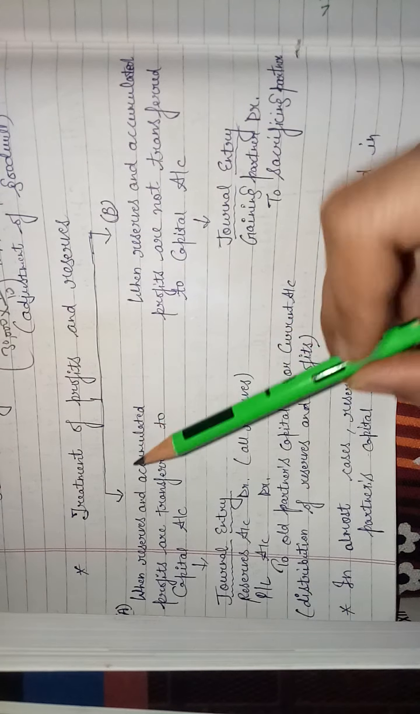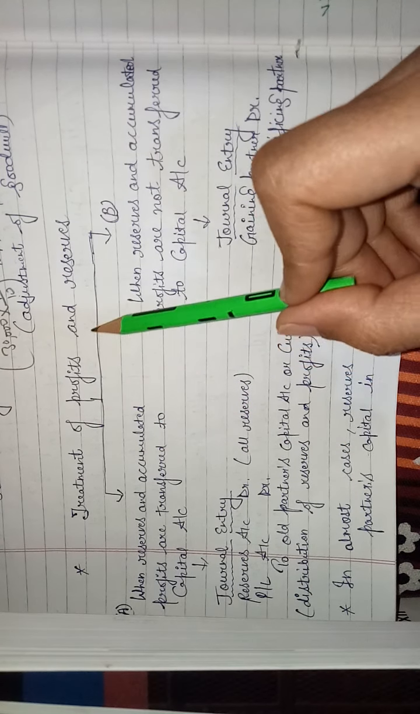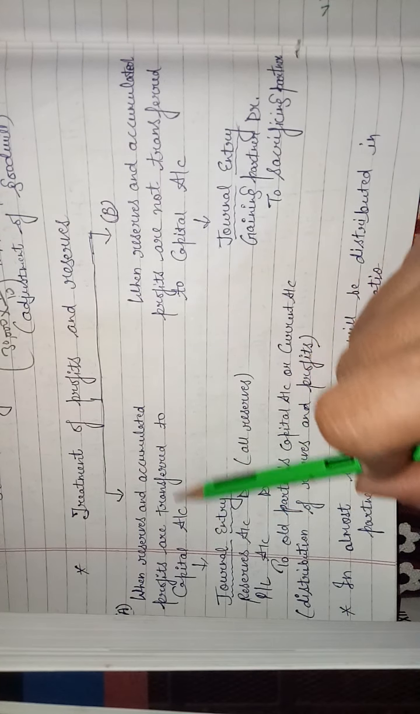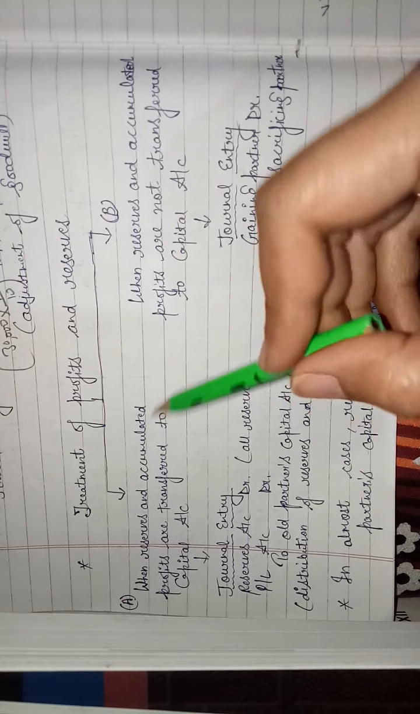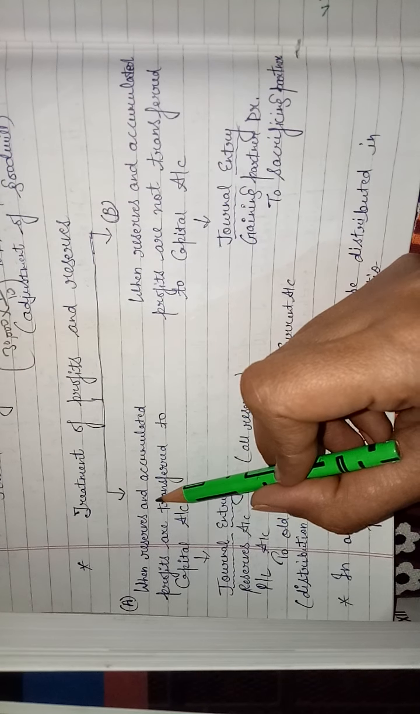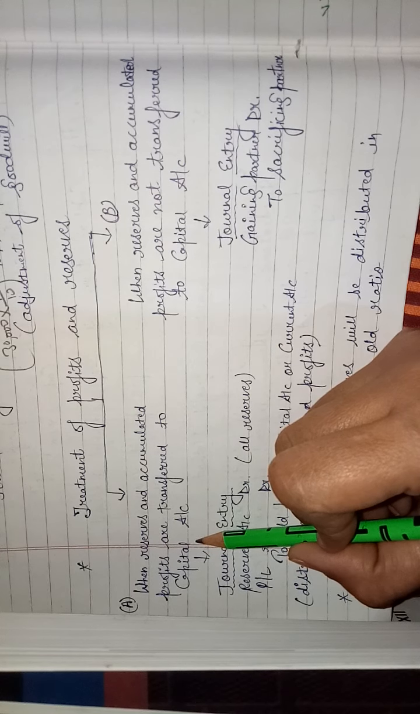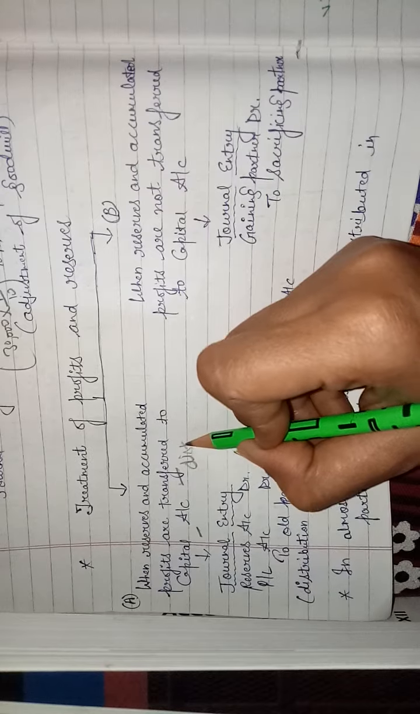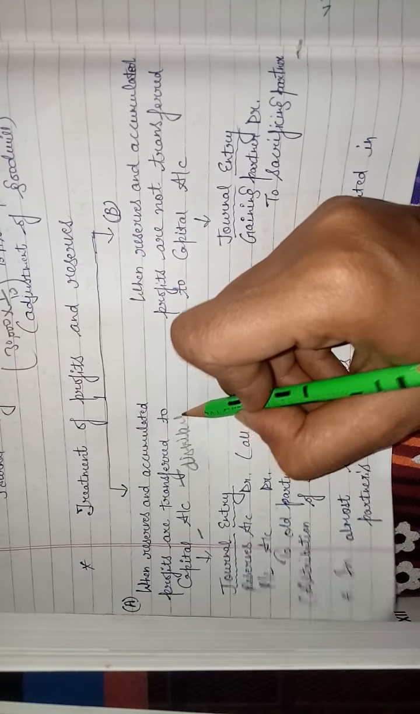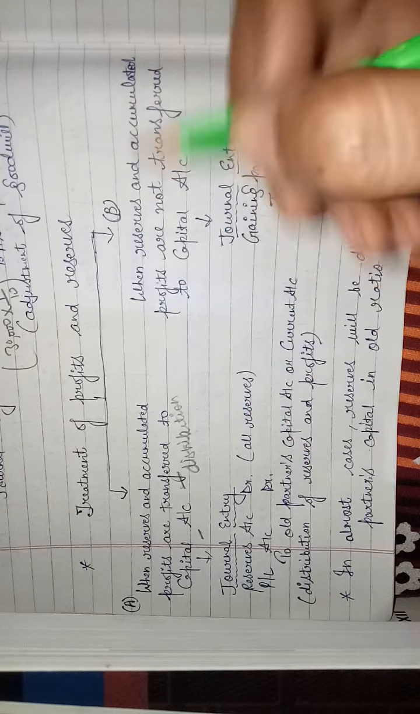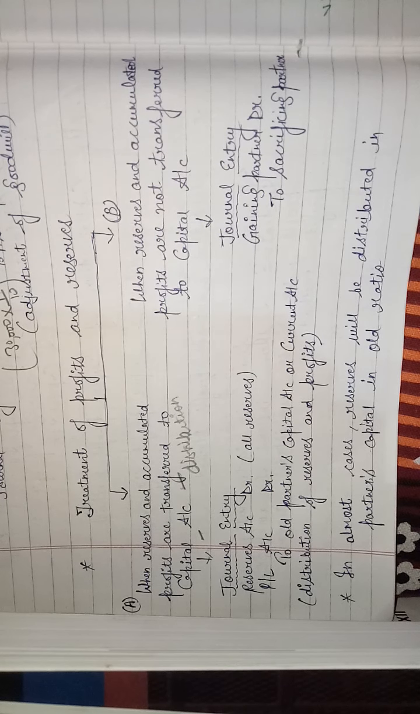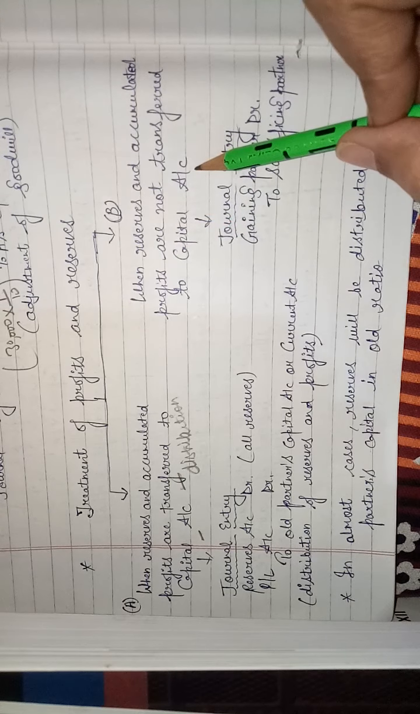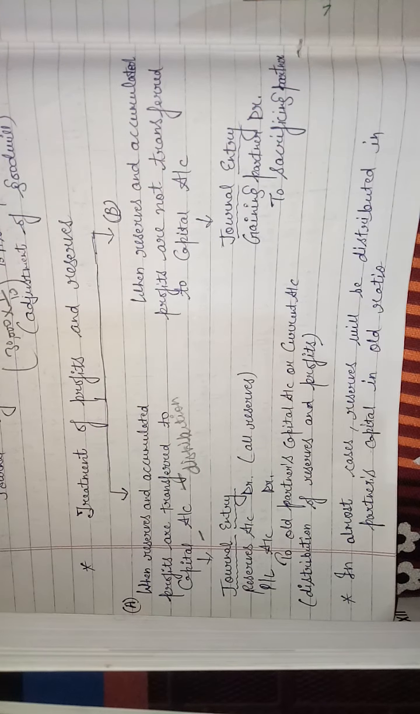Clear? See, there are two parts of treatment of profit and reserves. One, when reserves and profits are transferred to capital account, as we are doing, transfer to capital account means distribution of reserves and profits to partners. And second, when reserves and profits are not transferred to capital account, means not distributing among partners.